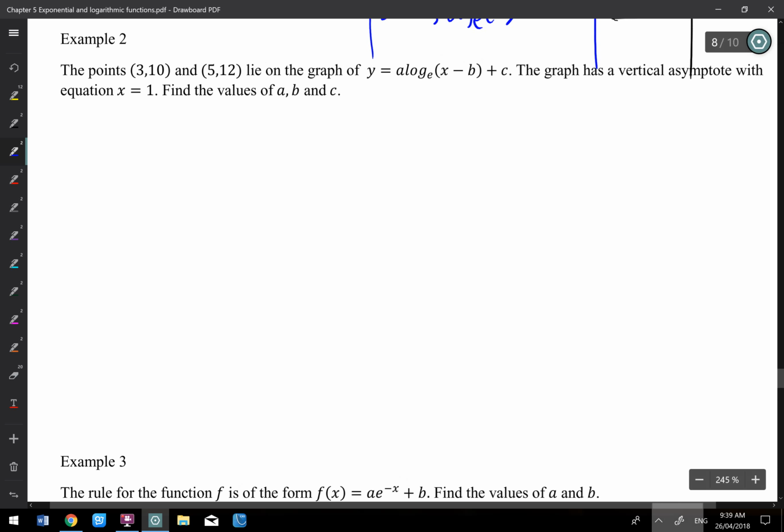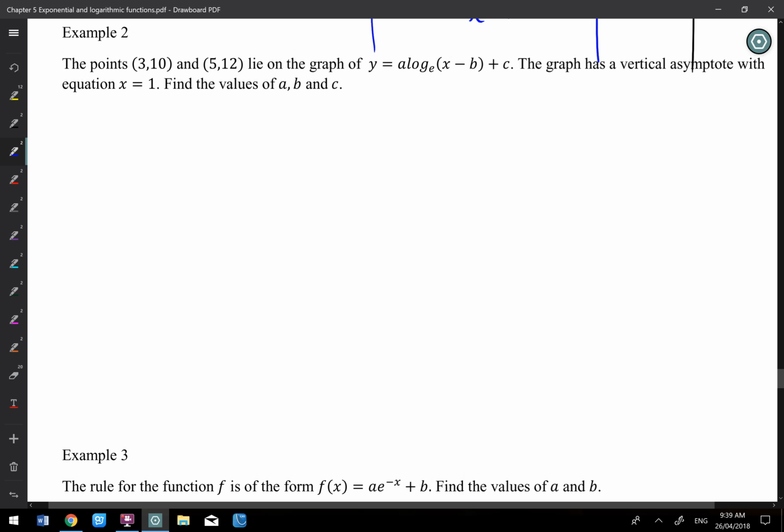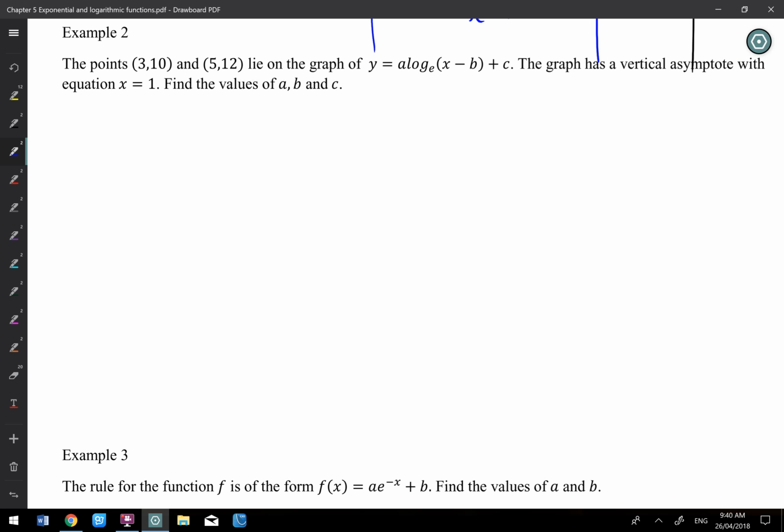Before we start doing this question, let me ask. When you know the vertical asymptote is x equals 1, what value do you know immediately? b. What does b equal? 1. According to the asymptote, we know b equals 1. That's easy. We can see that from the question.